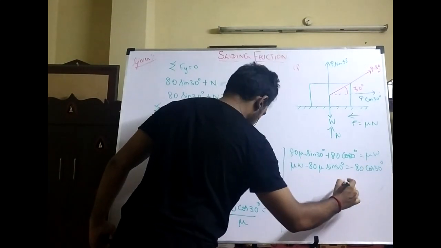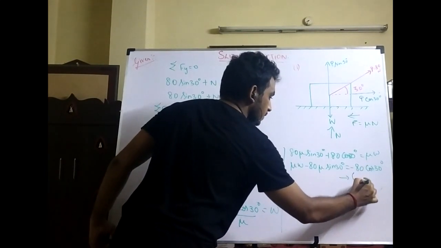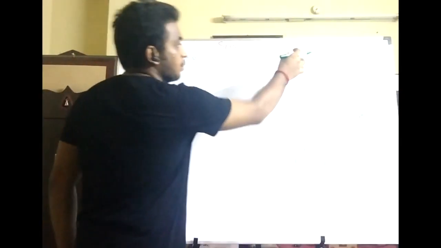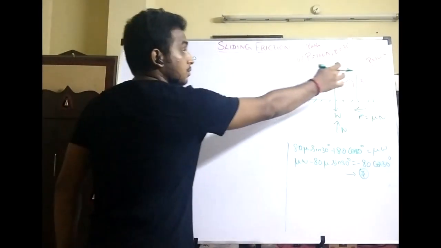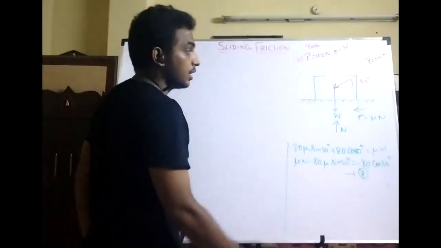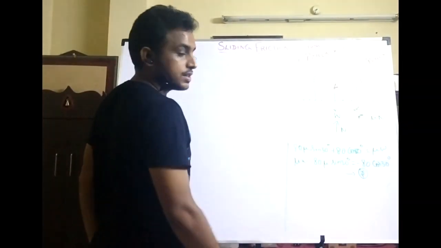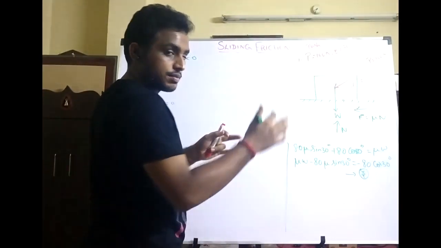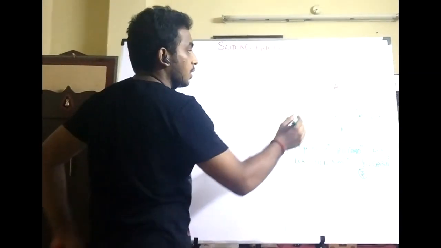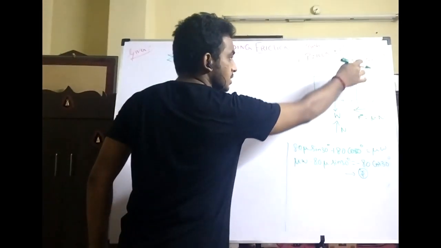So this will be our equation number 2 of the problem. It has been said that a push force of 100 Newton is acting at an angle of 30 degrees with respect to the horizontal surface. The body is about to move.